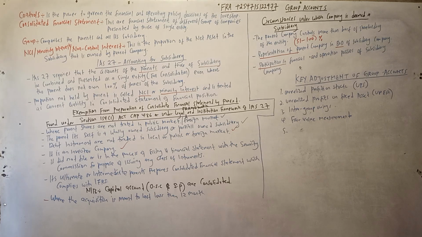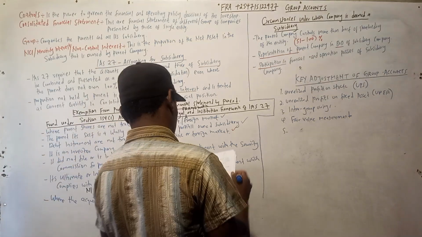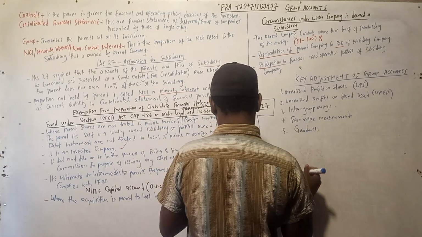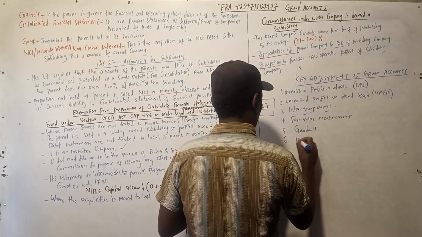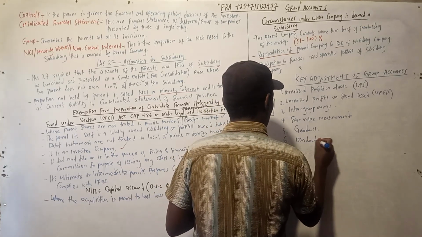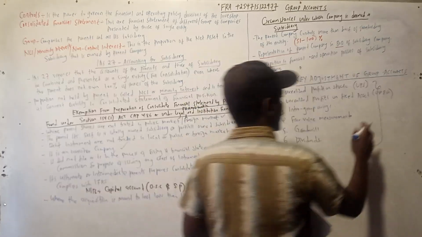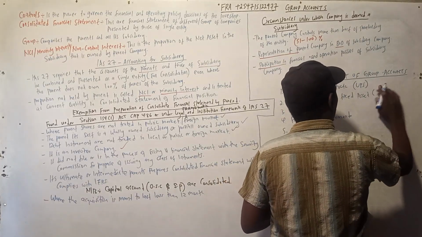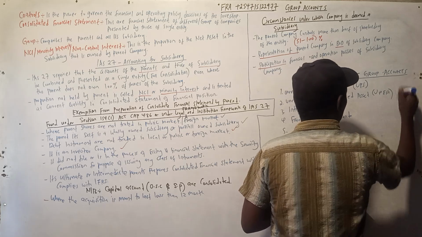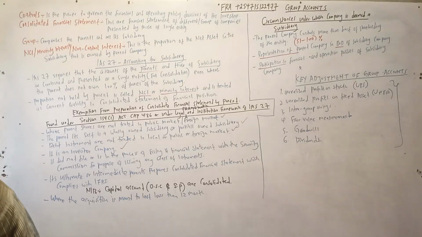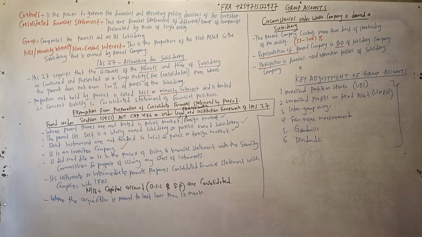So intercompany debt, unrealized profit on closing stock, intercompany sales of fixed assets, fair value adjustments. Number five, we can have goodwill. Then number six, dividends. So UPFA is unrealized profit on fixed assets. Once we manage to do all those 6 items, then we shall be done with the group account.